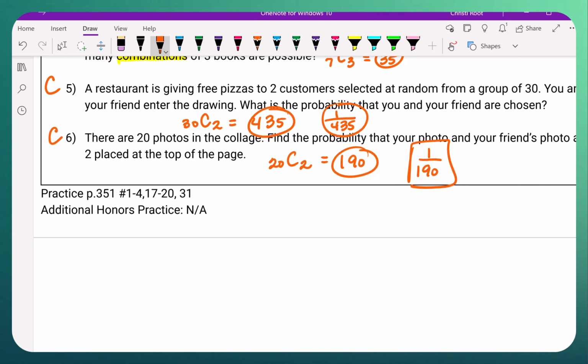And just let me know if you have any questions. Please do your homework because you need practice on the permutations and combinations.